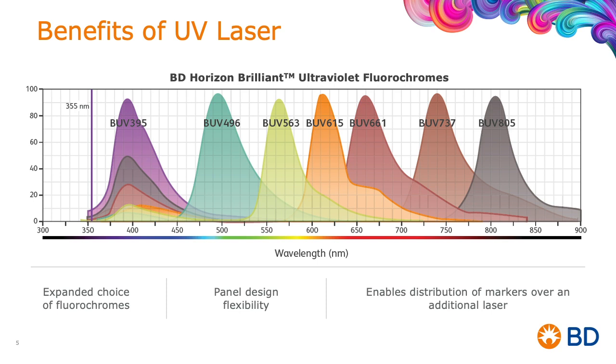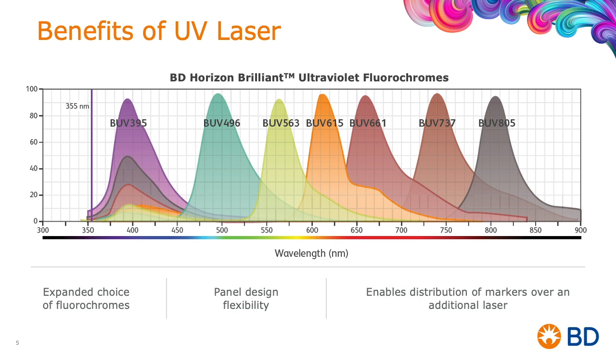So I would like to talk to you at the beginning about the benefits of using a 5-layer instrument configuration. The most obvious benefit of using this high complexity instrument is, of course, the ability to design high parameter panels between 18 to 29 plus colors that we can design and execute on this instrument.